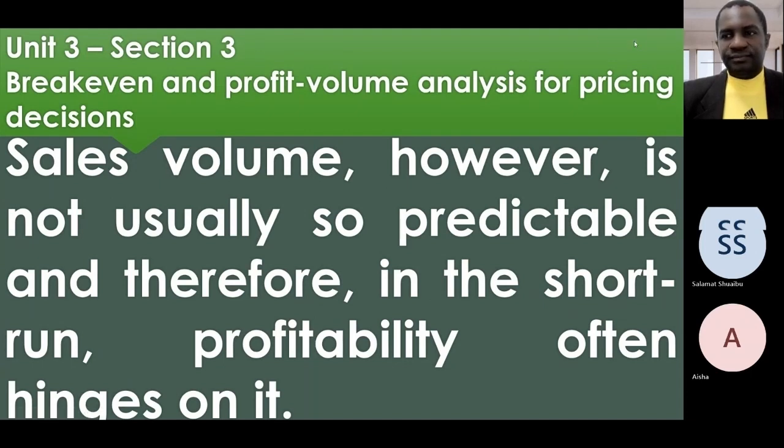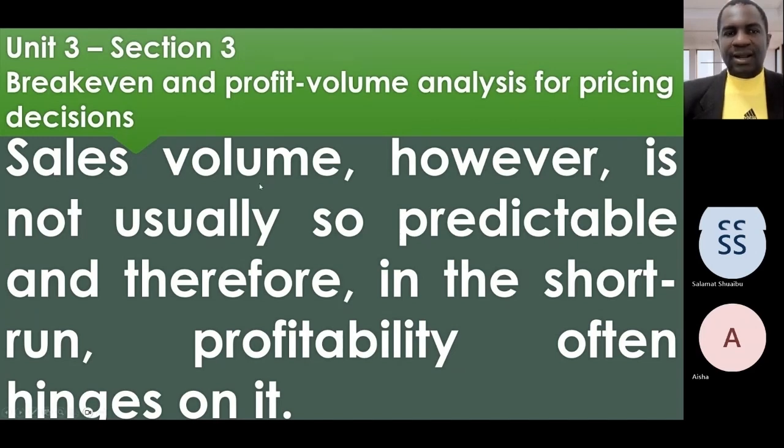While sales volume, however, is not usually predictable, and therefore in the short run, profitability often hinges on sales volume. So if you know the price you bought the item, now the sales volume, how many do you need to sell in the market? Will the market accept it? If you say I will sell 200 bags of soap, are you sure you can sell those 200 bags? And that's the 200 bags you need to break even. So you can predict to some extent the volume you will sell. It depends on activity and how much you can drive your sales by marketing, promotion, and a lot of factors that determine how the sales volume will be, or your outcome.